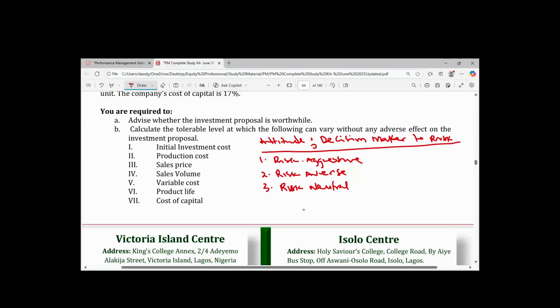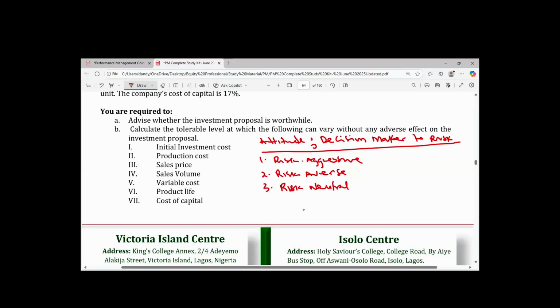The second one is risk averse. A risk averse decision maker is one that does not like risk. Such an individual will select an alternative with a lower risk and lower return, because I don't like risk.